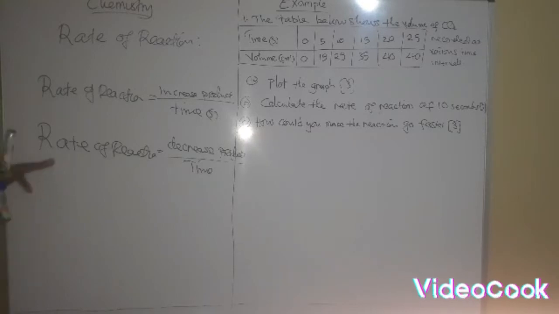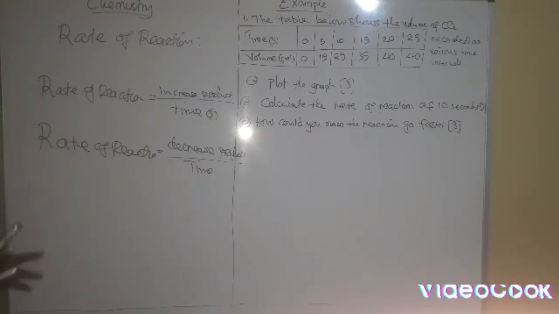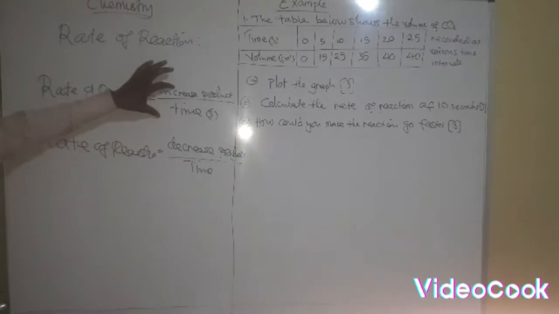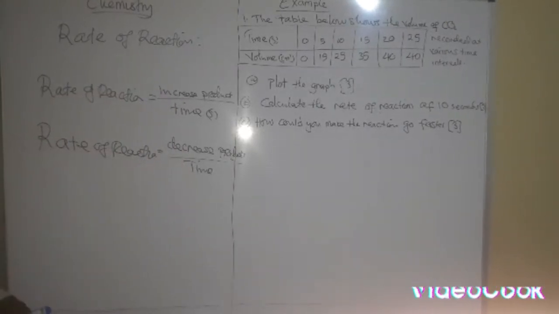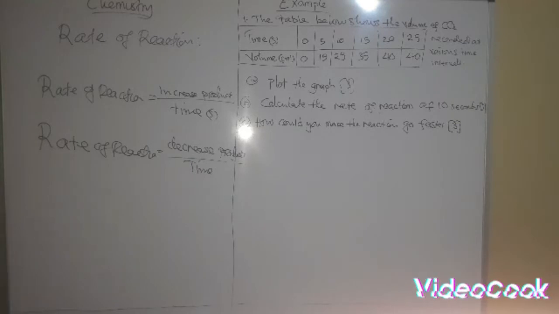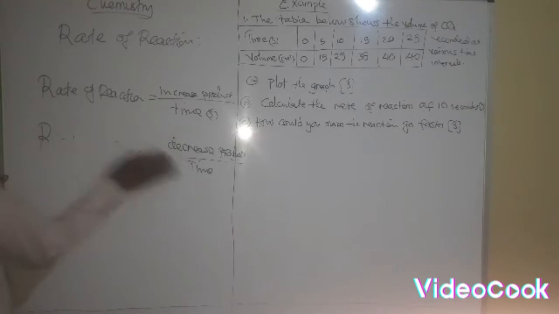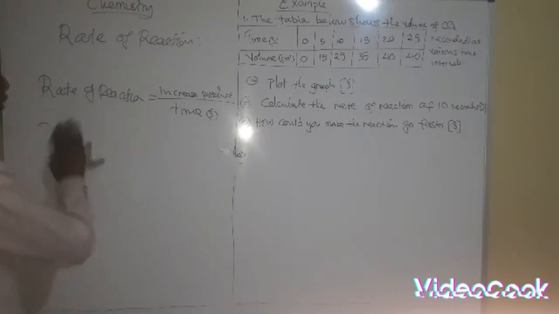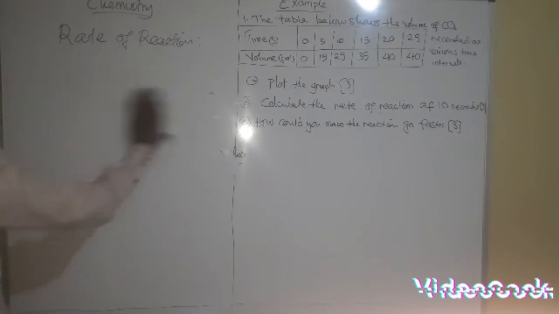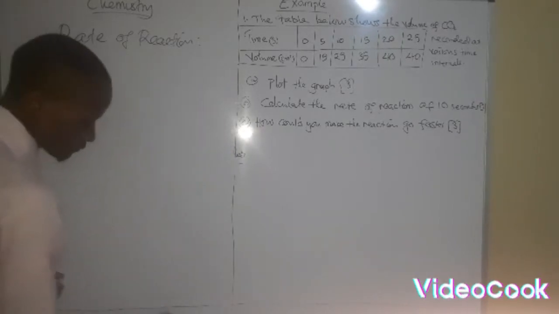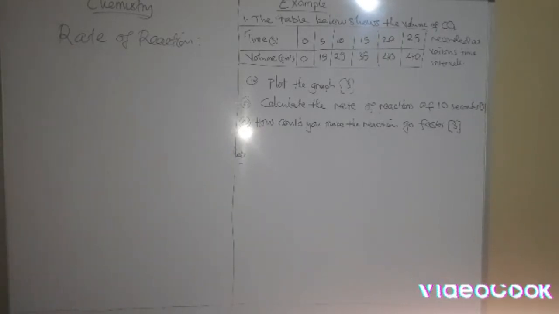Now, this rate of reaction, or the speed at which the products are formed, or the speed at which the reactants are being used up, is affected by a number of factors. So let us look at the factors which affect the rate of reaction. Very quickly, we're going to look at some examples on how to tackle the questions on this.